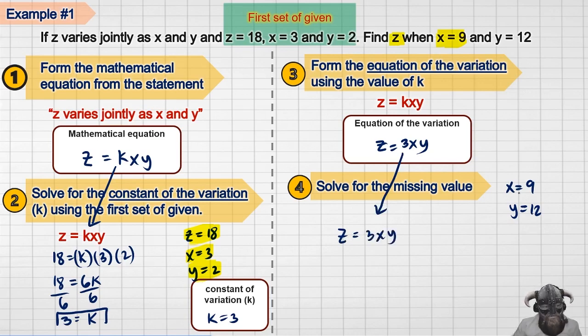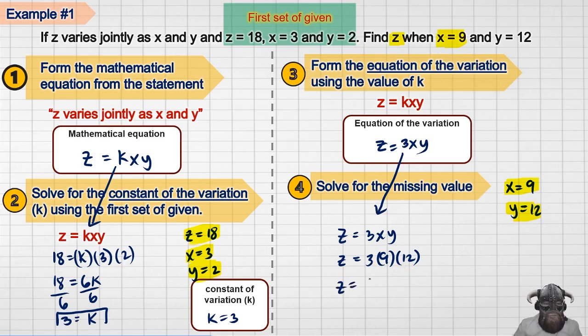Then we'll try to substitute 9 and 12 as the value of x and y respectively. So z is equal to 3 times x. Yung x natin dito ay 9. Then yung y natin ay 12. So palitan natin yung y natin ng 12. Then all you need to do is to multiply this one and we will already get the correct answer.